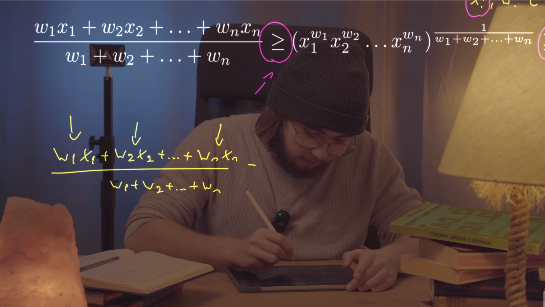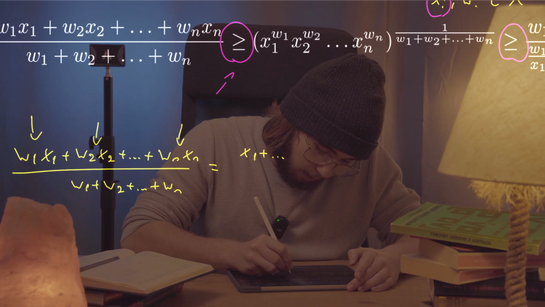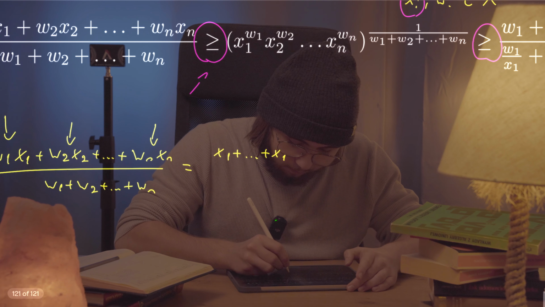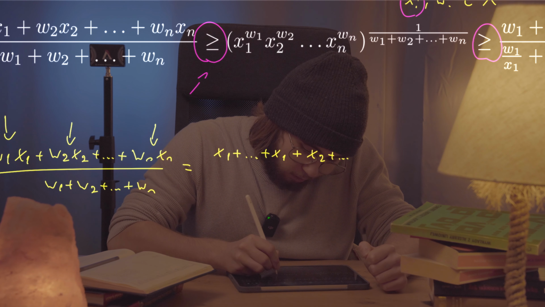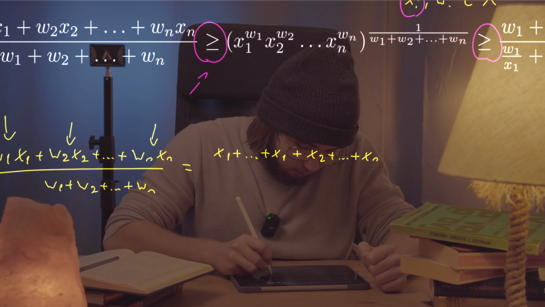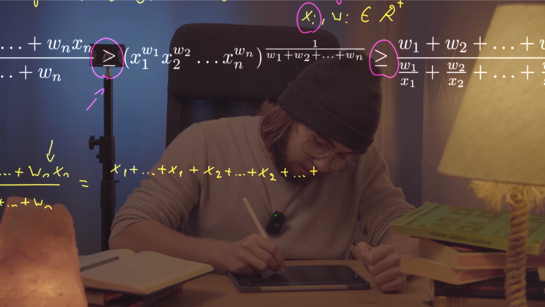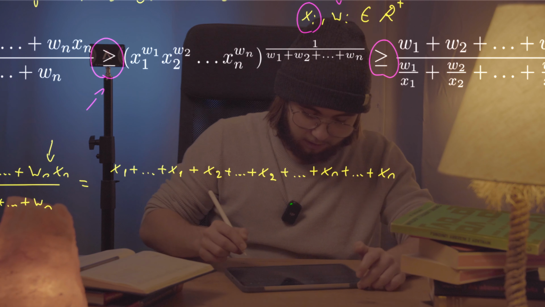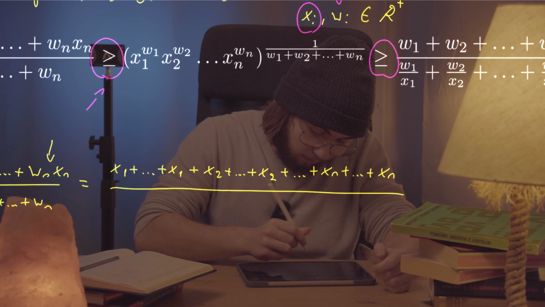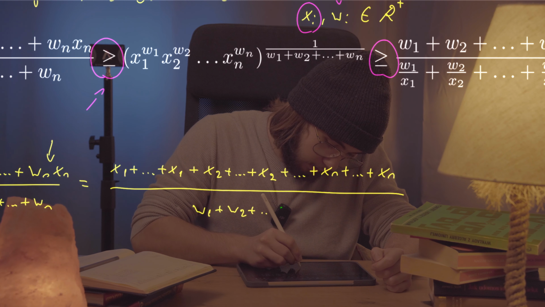So we just rewrite this entire thing as x1 plus all the way up to x1, then x2 all the way up to x2, and then we'll just be adding stuff until we get to xn, and then we will add xn a couple of times to itself. We will divide all of this stuff by those weights wn.